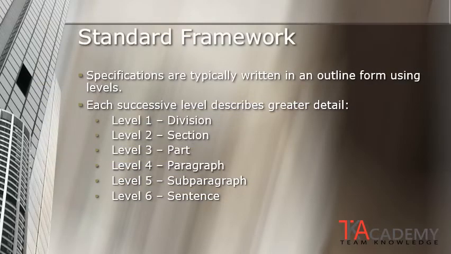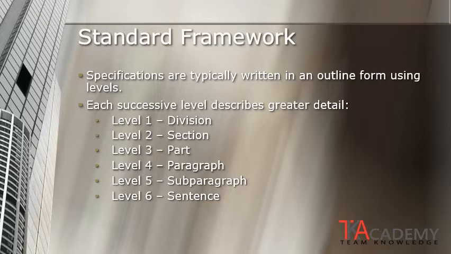Now that we've described the 5 different types of specifications, we're going to get into the standard framework that is used on specs. Specifications are typically written in outline form using different levels. Each successive level describes greater detail of the product or system.